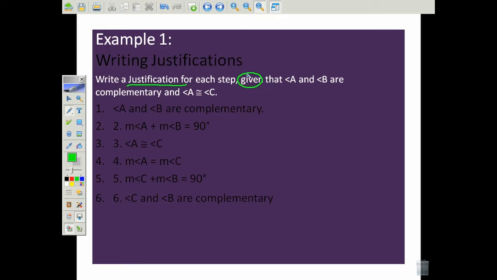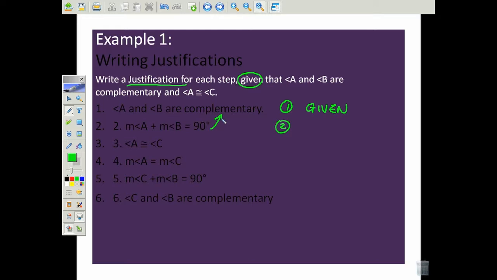This is a given. So here's our reason. That's given, okay? If you want to number them, that would be perfectly all right. So let's look at number 2. Number 2 says the measure of angle A plus the measure of angle B is equal to 90. We need to know why we can say that. If we look at the previous step, it says A and B are complementary. Well, what does complementary mean? It means that they add up to 90 degrees.